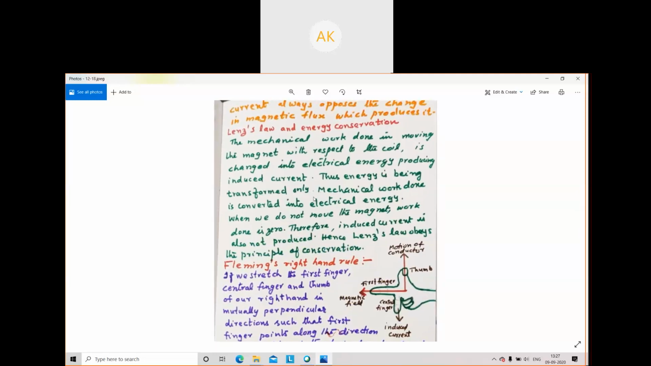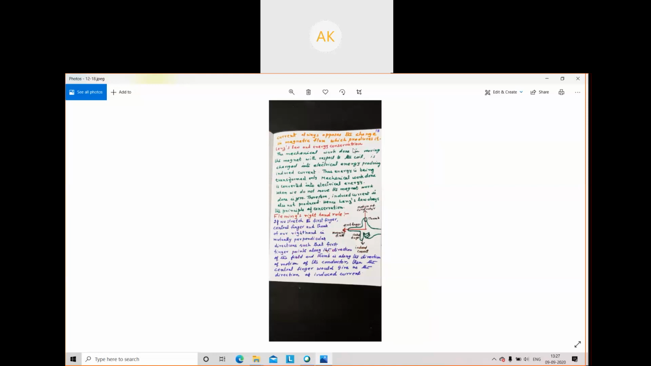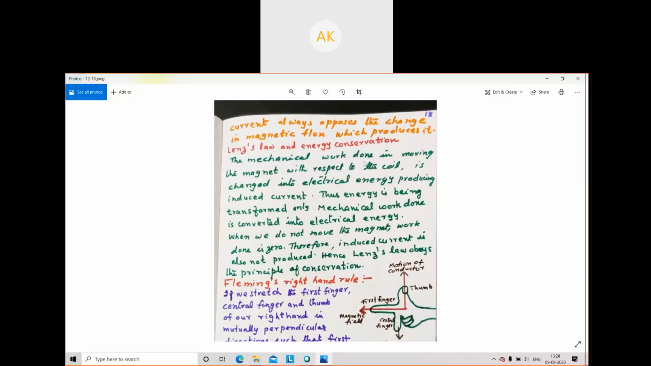So Lenz's law and energy conservation. You can see Lenz's law also obeys energy conservation. What is energy conservation? Energy can neither be created nor be destroyed. It can only be transformed from one form to another. That is what we have studied.